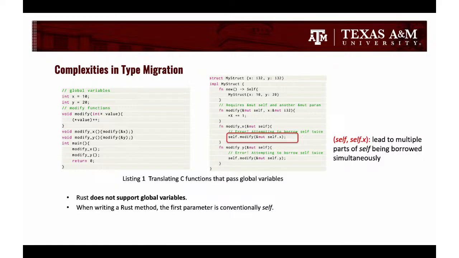And if a C function originally takes global variables as parameters, a direct translation might produce signatures including self and self.x in Rust. Because self.x is part of self, Rust's borrowing rules interpret this as multiple mutable references to the same underlying data within a single call. It is also hard for the LLM to detect and fix it because in practice self doesn't appear before self.x.